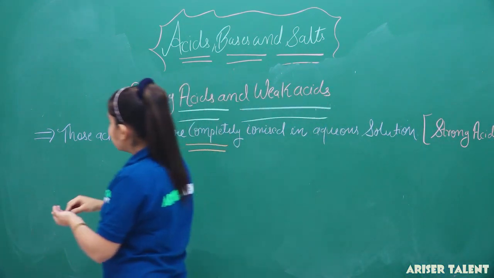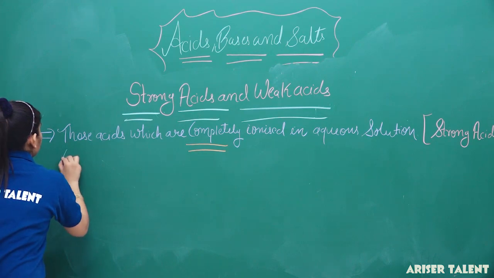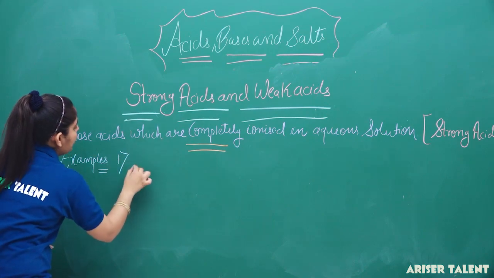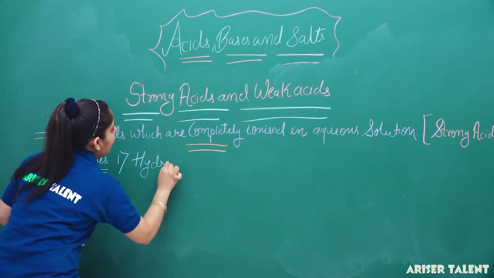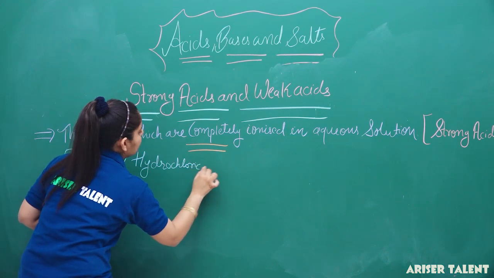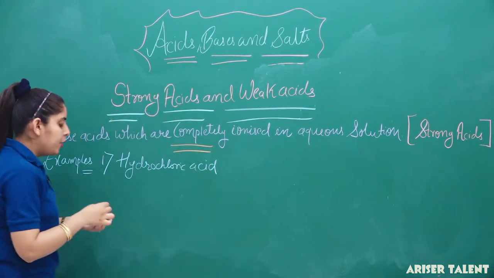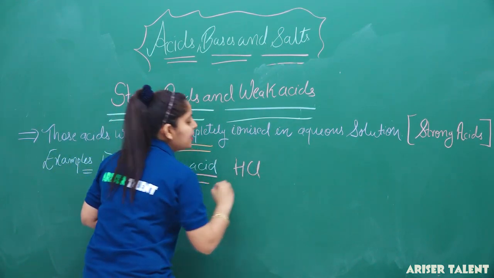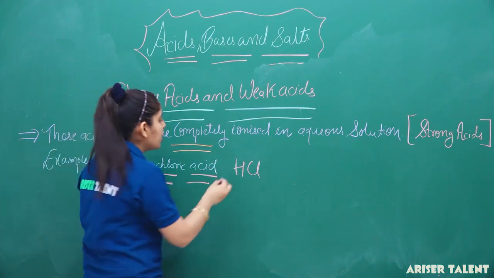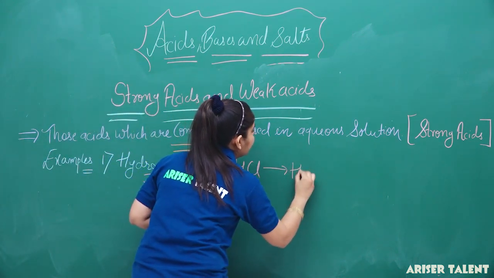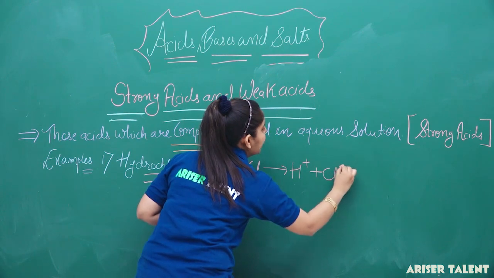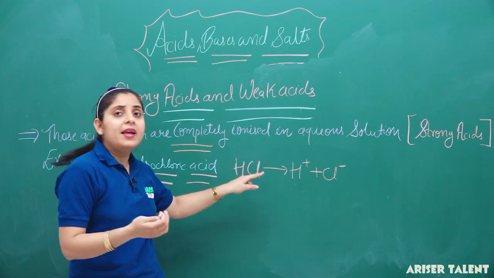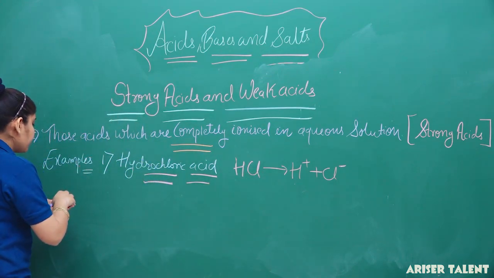We have three examples in this category. First example is hydrochloric acid. In the case of hydrochloric acid, when HCl is dissolved in some sort of aqueous solution, it dissociates into H+ plus Cl-. It means this is completely ionizable. So we can say that this acid is a strong acid.